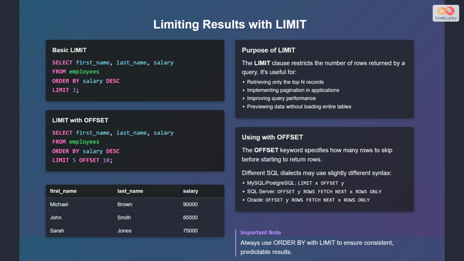For example, SELECT first name, last name, salary FROM employees ORDER BY salary descending LIMIT 3 is a basic limit. SELECT first name, last name, salary FROM employees ORDER BY salary descending LIMIT 5 OFFSET 10 has a limit with offset. Always use ORDER BY with LIMIT to ensure consistent and predictable results.